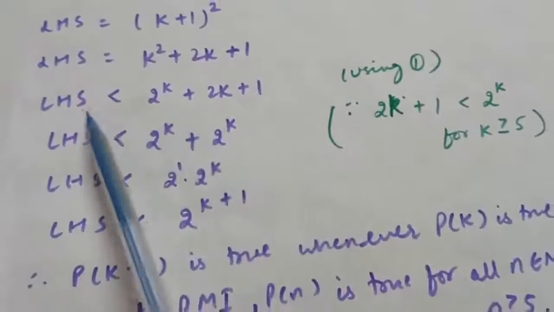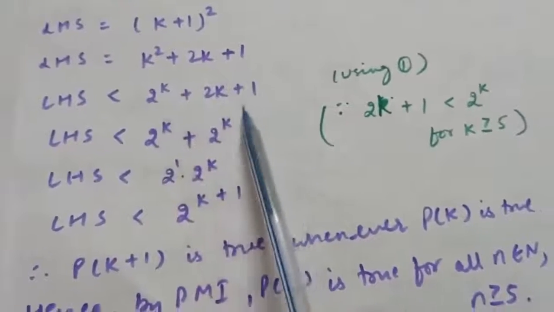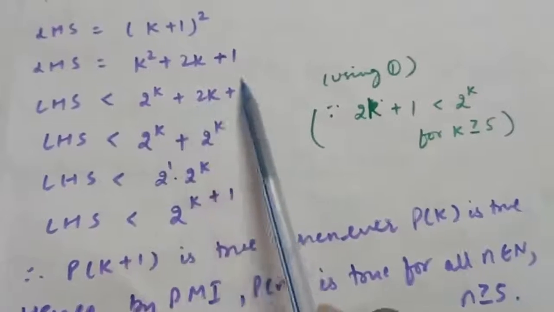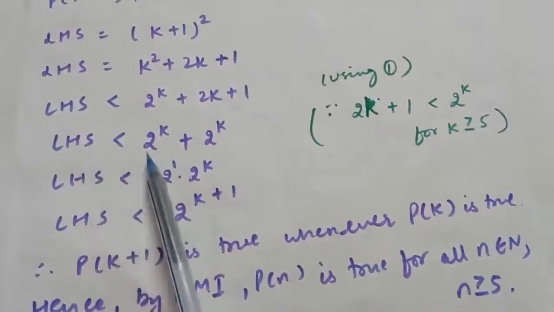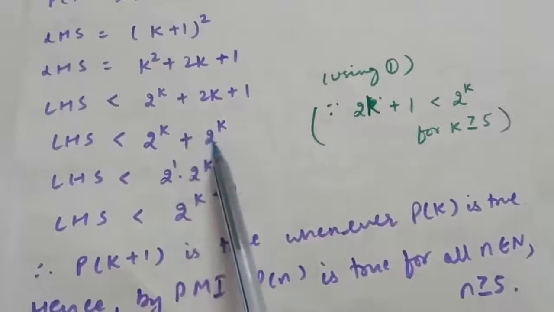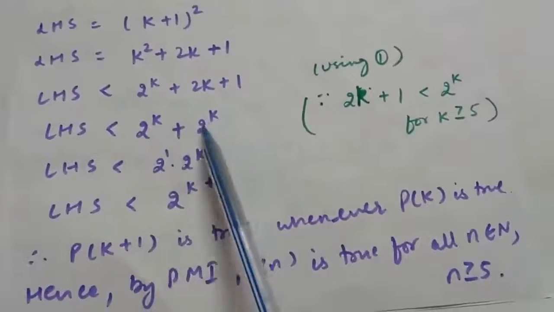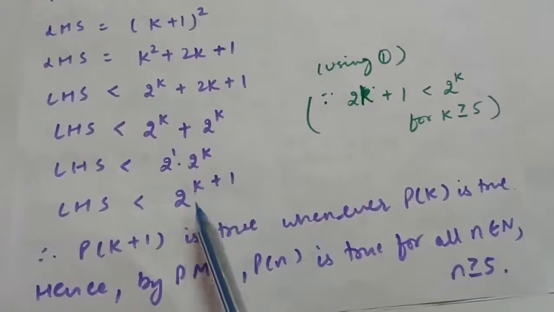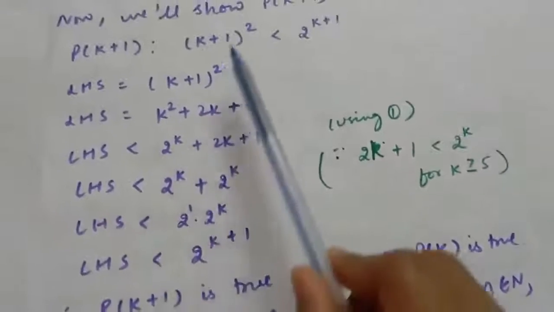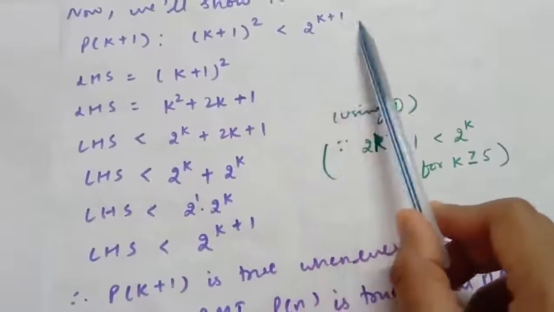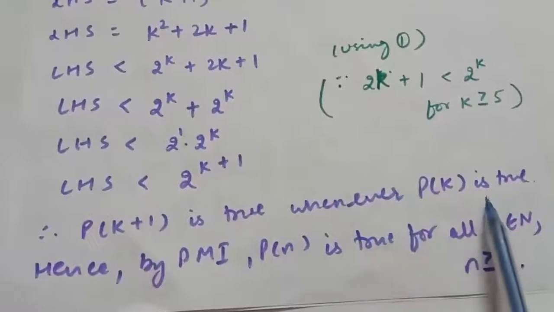So we can say that LHS is less than 2 raised to the power k plus 2k plus 1. Now because 2k plus 1 is less than 2 raised to the power k, LHS will be less than 2 raised to the power k plus 2 raised to the power k, right? This is now 2 into 2 raised to the power k, or we can write it as 2 raised to the power k plus 1. So this is what we wanted. We wanted to show that LHS is less than 2 raised to the power k plus 1. So we can say Pk plus 1 is true whenever Pk is true.